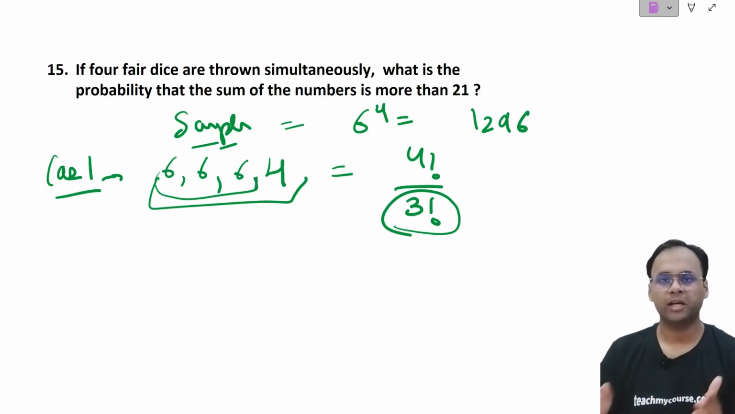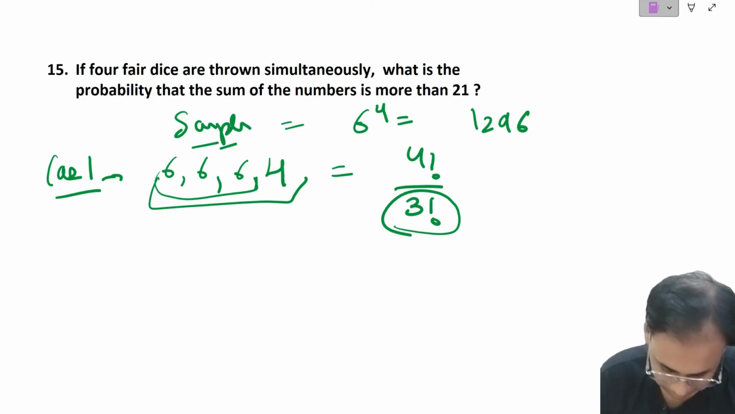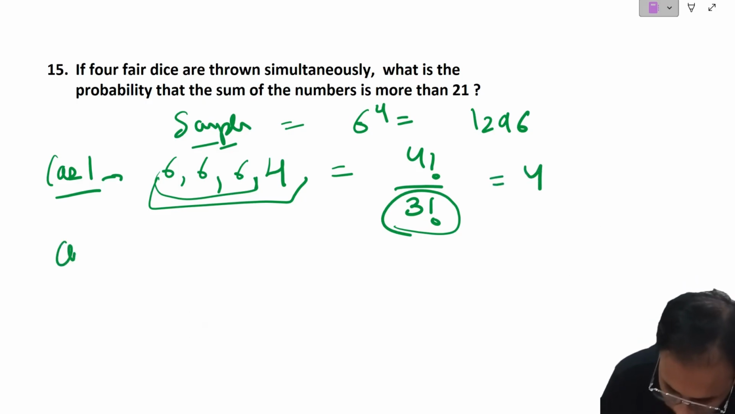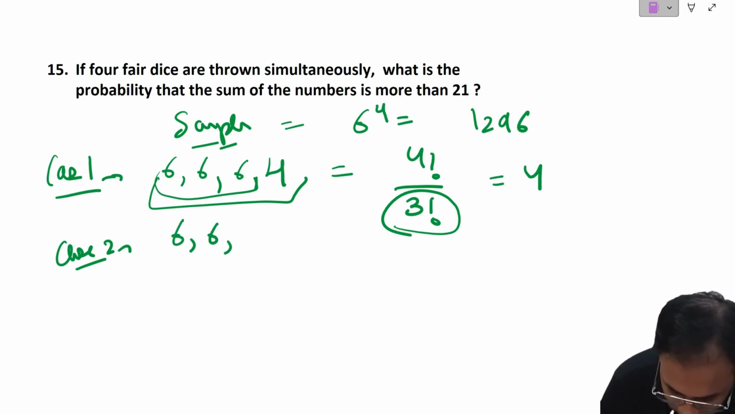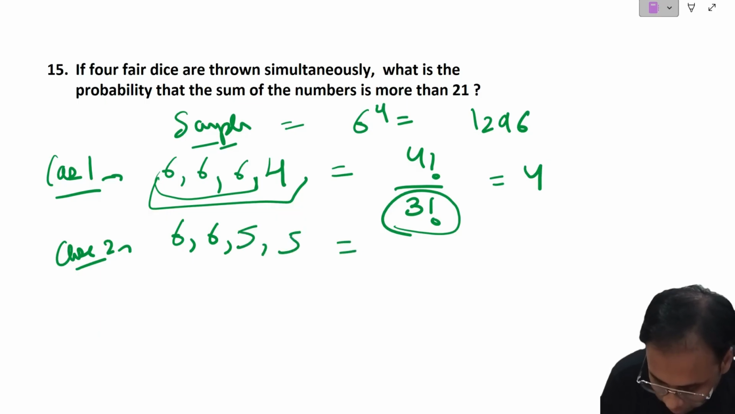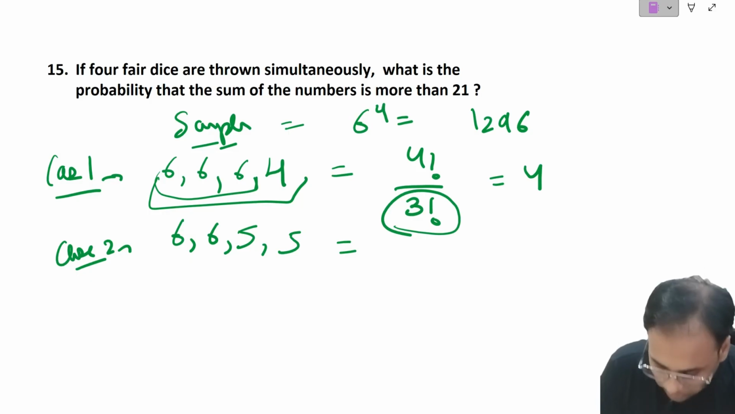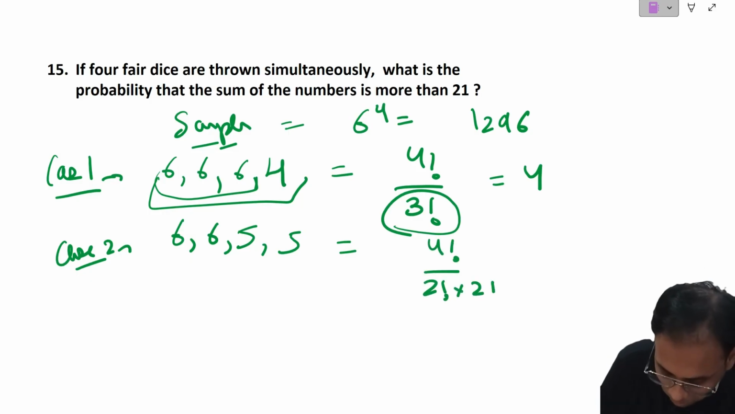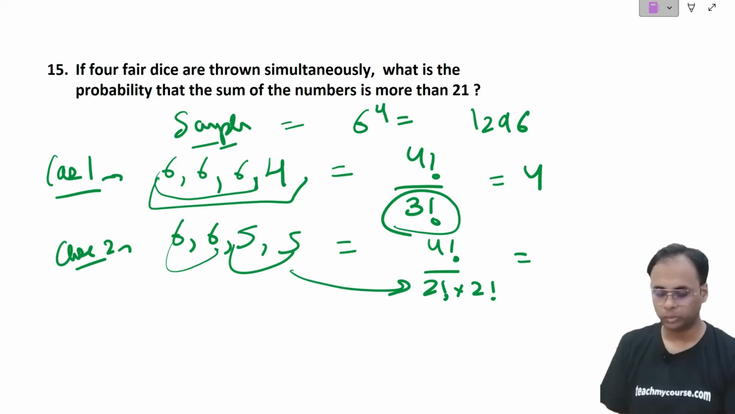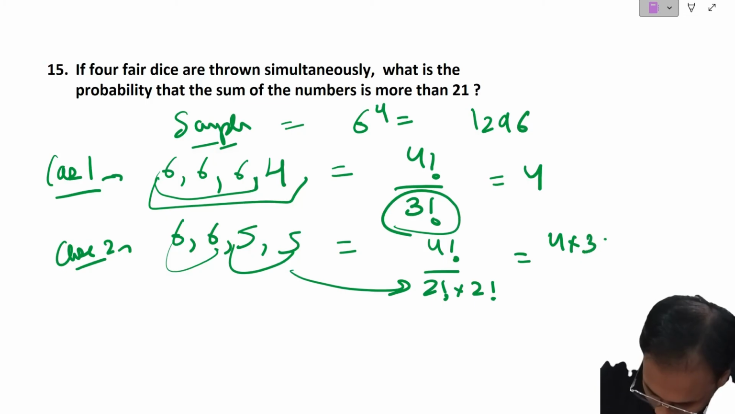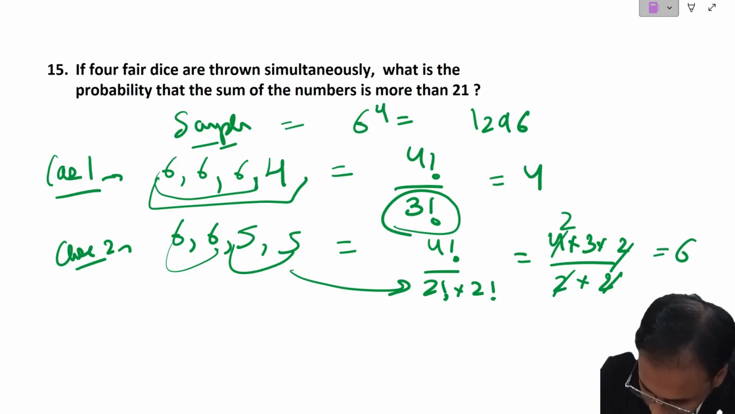In order to get a complete understanding of this concept, do watch my videos on permutation and you will be an expert. So it gives 4. Then we have case 2, which can be 6, 6, and we can have 5 and 5. So in that case also we have 22 as a sum. So in that case we have factorial 4 upon factorial 2 into factorial 2, because there are 2 sixes and 2 fives. So 4 into 3 into 2 upon 2 into 2. So we have 6.